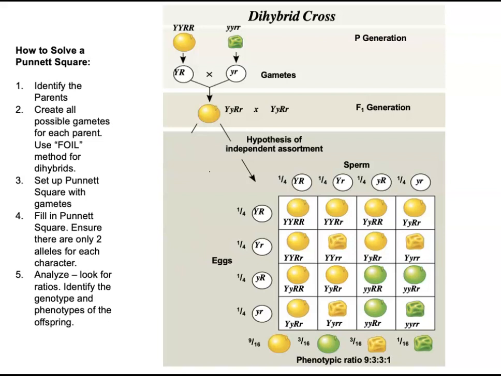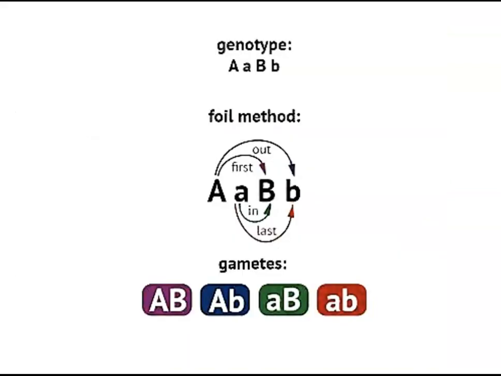Creating the gametes for the dihybrids is more complicated than it was for the P generation. To figure out the F1 gametes, we need to use a method called FOIL, which means first, outer, inner, last. You may remember this from math class. In this example, we have a dihybrid using the letters A and B. Start with the first letter, capital A.